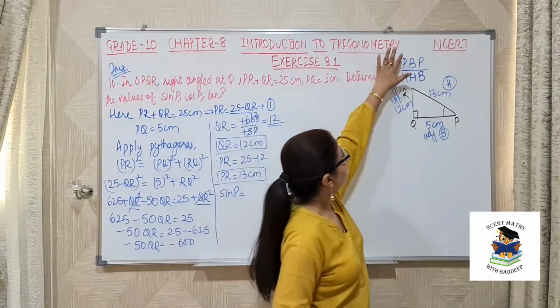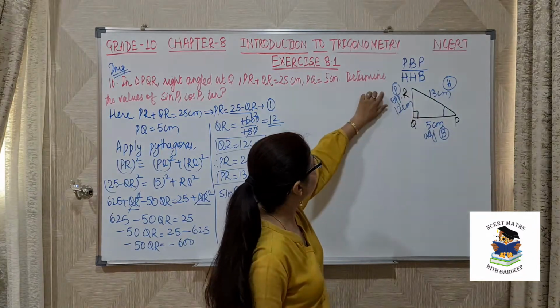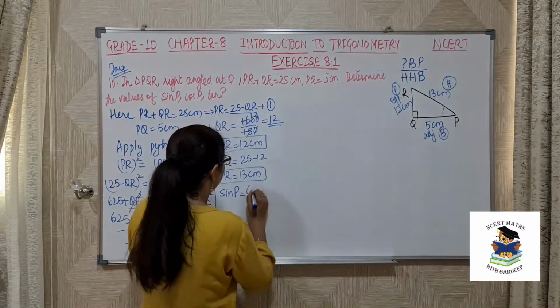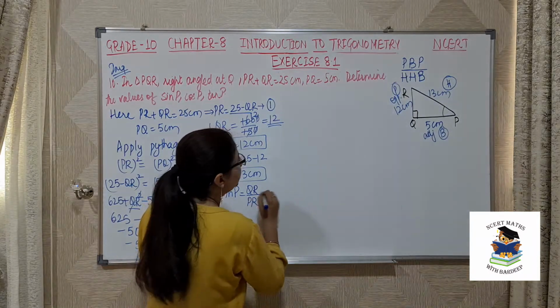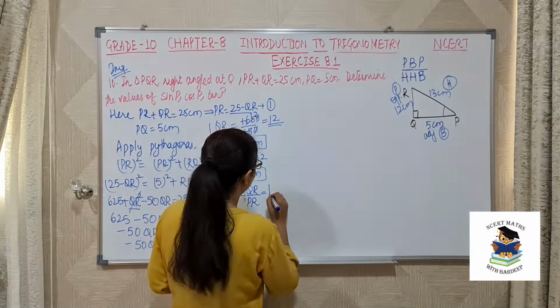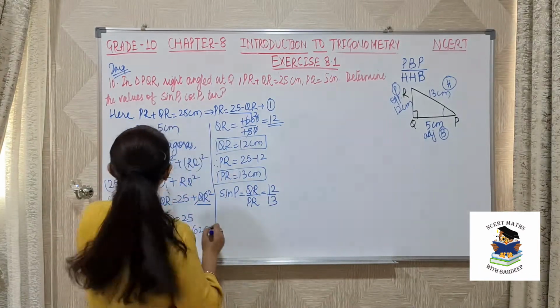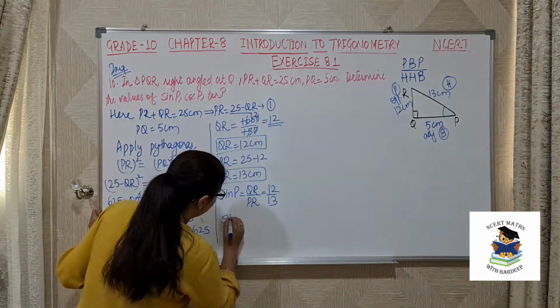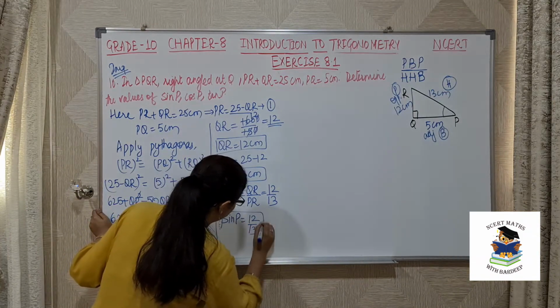So sin is the ratio of perpendicular with hypotenuse. What is the perpendicular? This thing. So this is QR over the hypotenuse, which is PR. QR is 12, so 12 over 13. Okay, so this is the value of sin P. So sin P is 12 over 13.